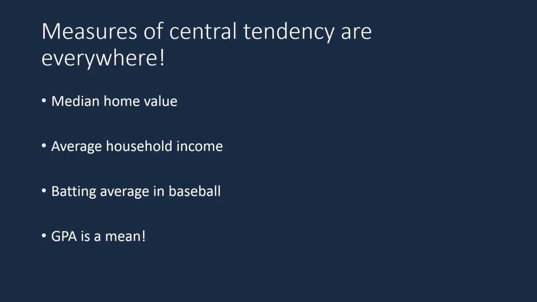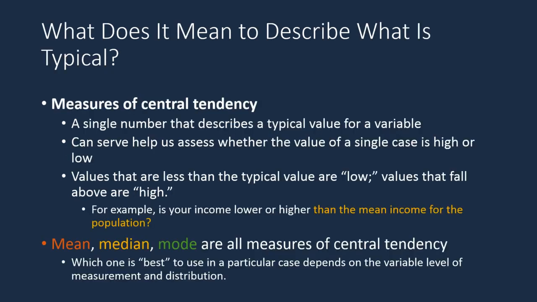Batting averages in baseball are simple averages, or so I'm told. I have no idea about anything about baseball, but I understand batting average is a very simple measure of a central tendency. And GPA, you use it all the time. You're very familiar with it. What is it? It's a summary measure trying to summarize a lot of data in one number.